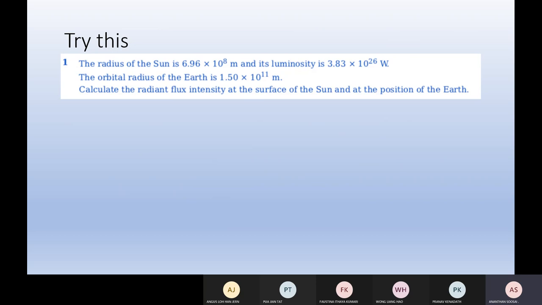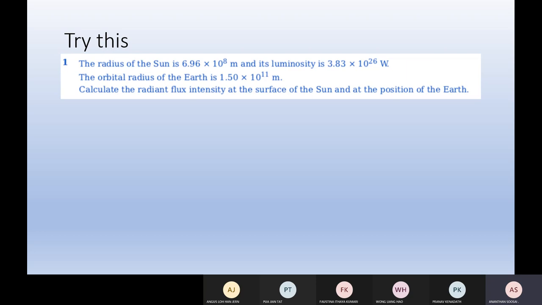Your turn. The radius of the sun, our star, is found to be that much. It has a luminosity of 3.83 times 10 to the power of 26 watts. That's the power of our star, the sun. The orbital radius of the Earth is 1.5 times 10 to the power of 11 meters. Calculate the radial flux intensity at the surface of the sun and at the position of the Earth.